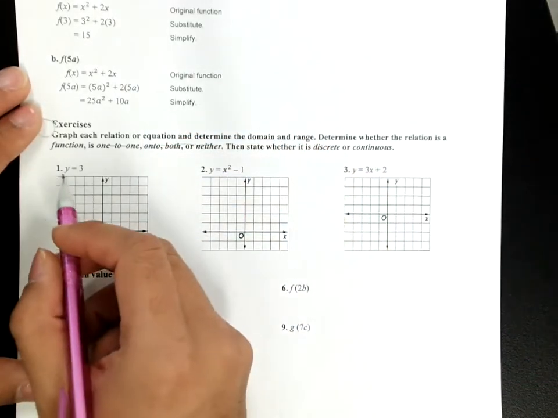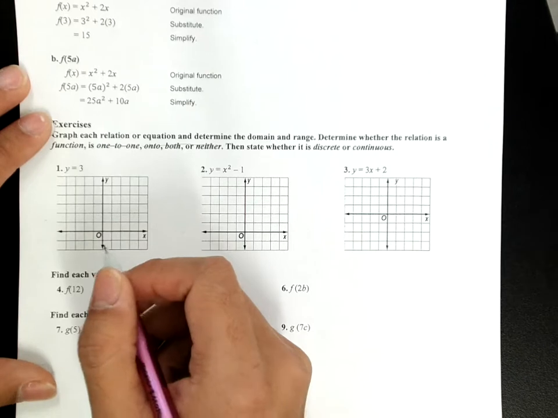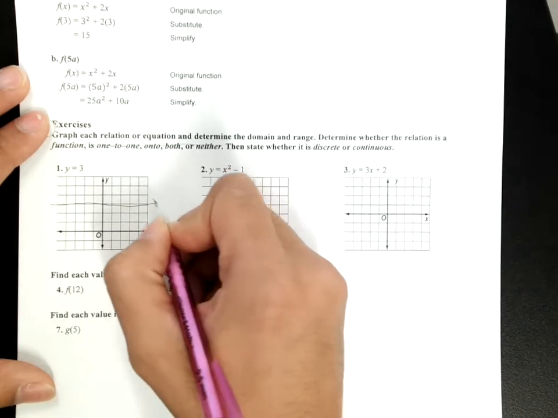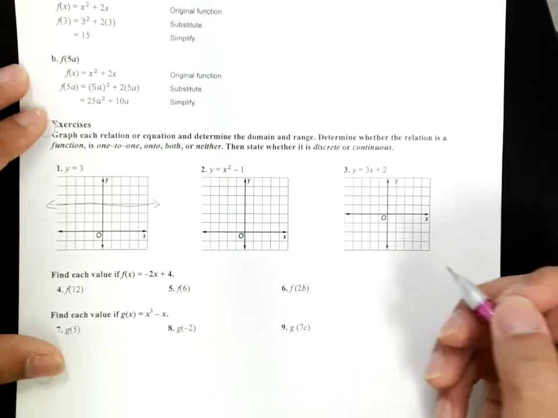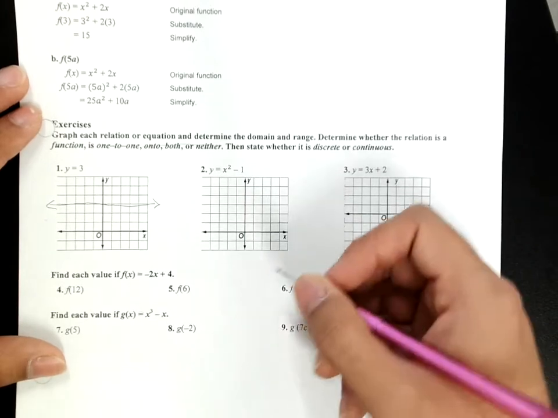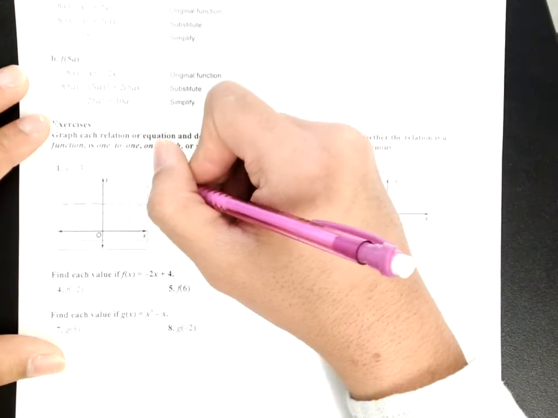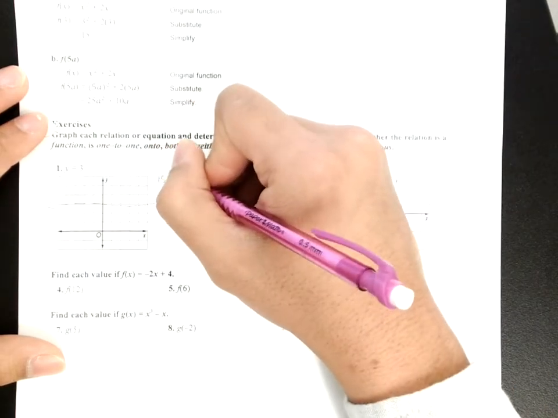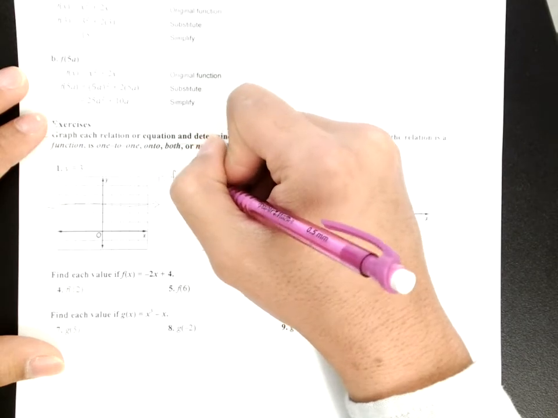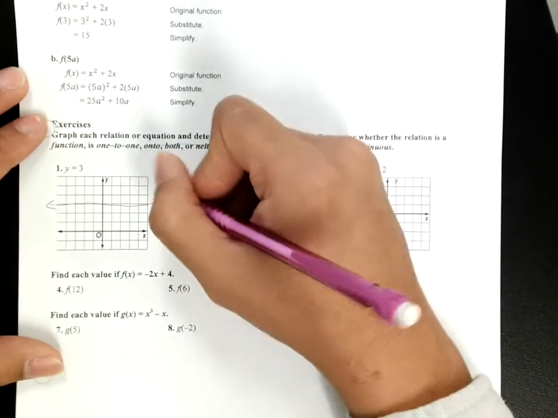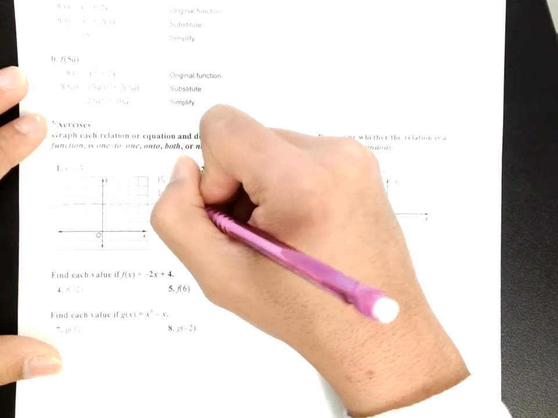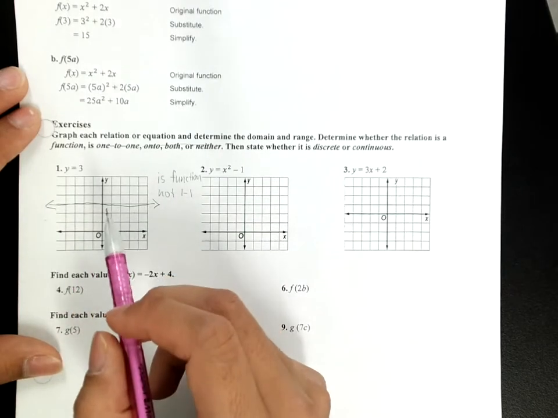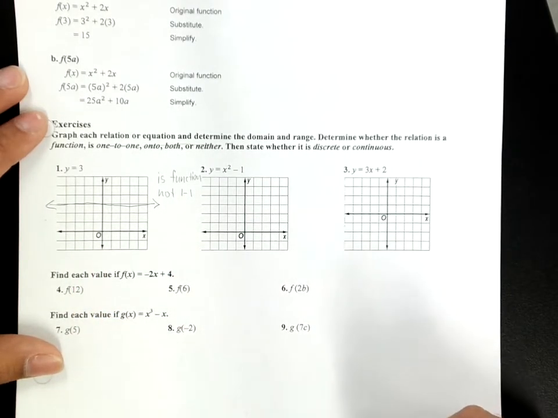So, with 1, you notice this is a constant function, right? Because you just have a constant at 3. And this is a function but is not one-to-one, because for every x you're going to have exactly the same y, so it's not one-to-one.